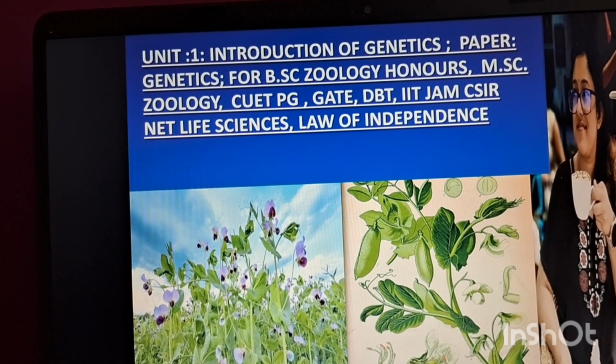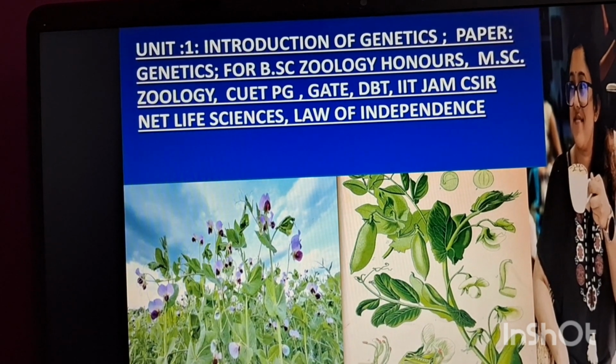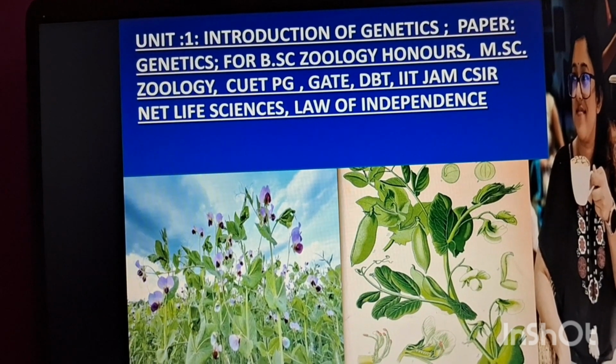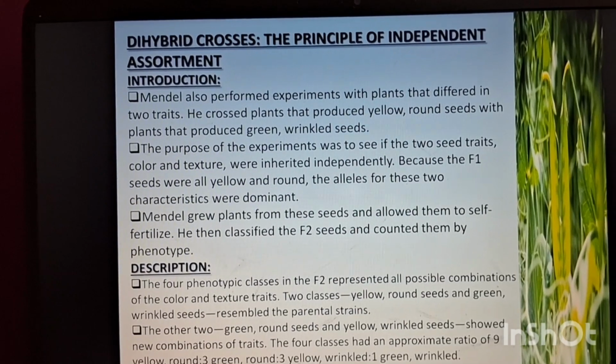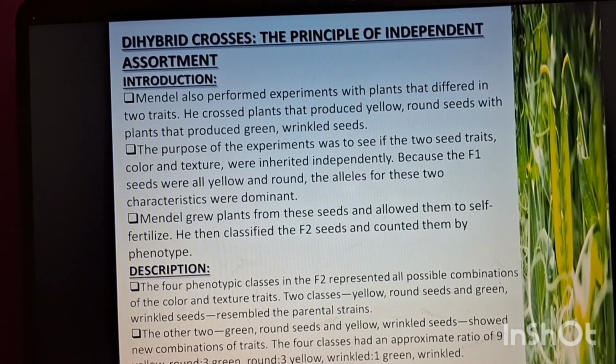Paper Genetics, Unit 1: Introduction of Genetics. Today I will discuss the law of independent assortment. In this topic, the law of independent assortment of Mendel's laws, first I will discuss the dihybrid cross.